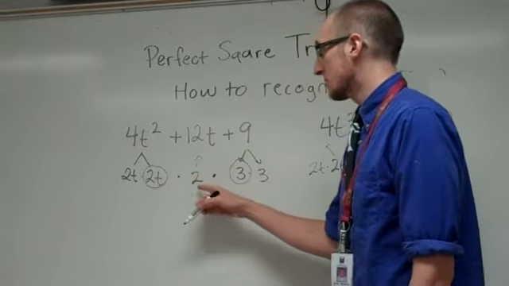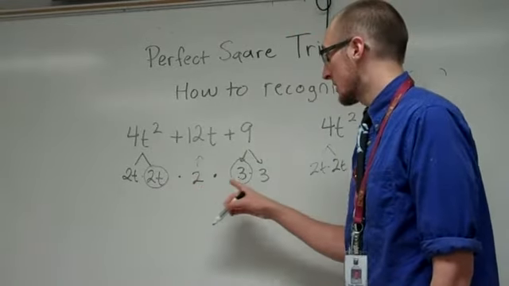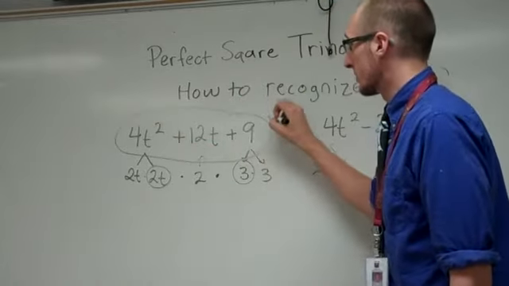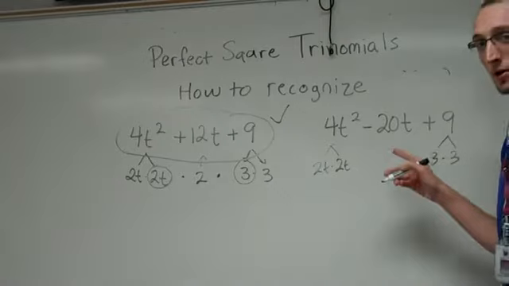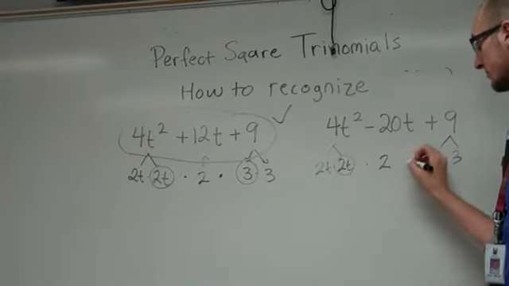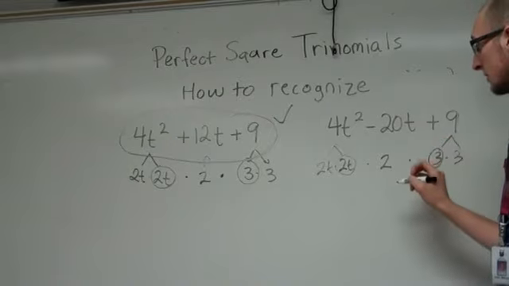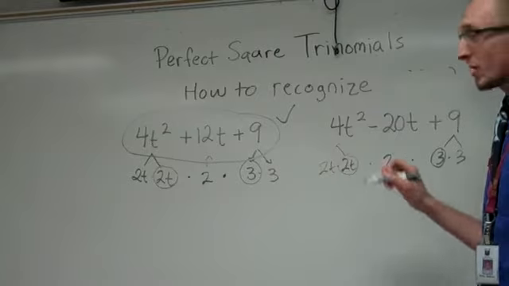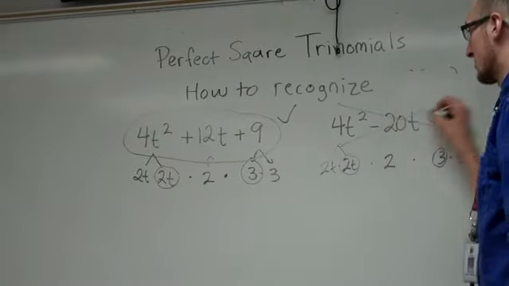So 2t times 2 is 4t, times 3 is 12t. So this is a perfect square trinomial. Here it would not be. 2t times 2 times the 3 is not negative 20, it's 12. So there's no way that this is a perfect square trinomial.